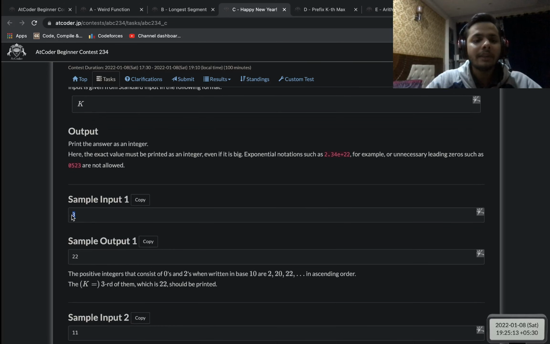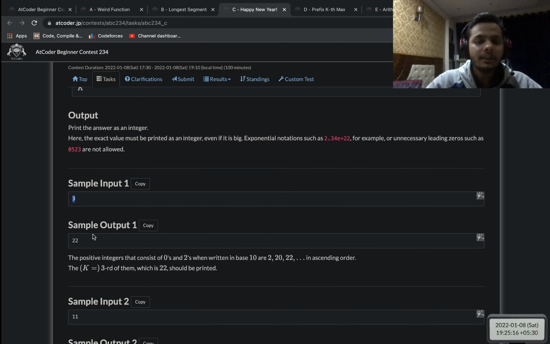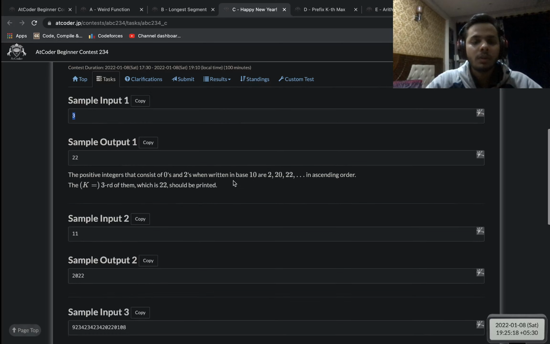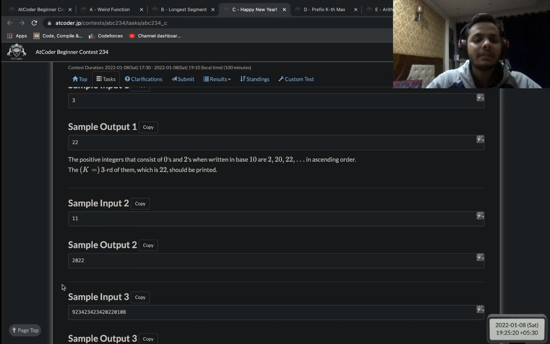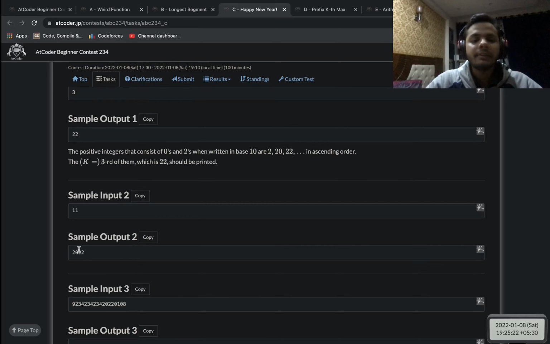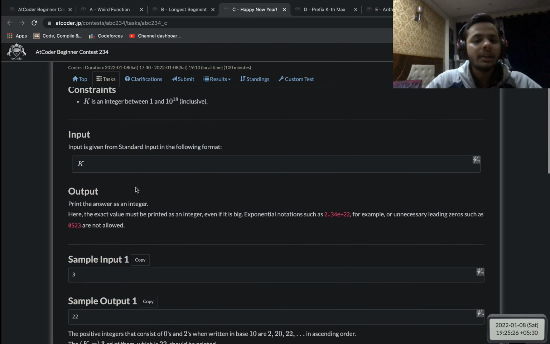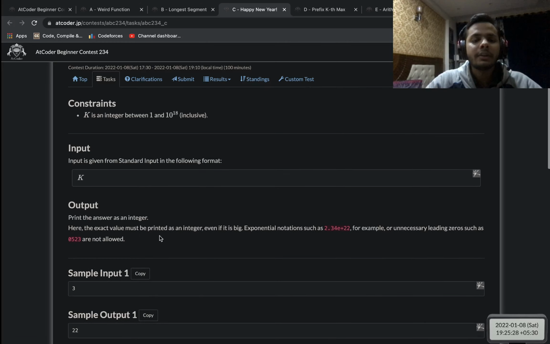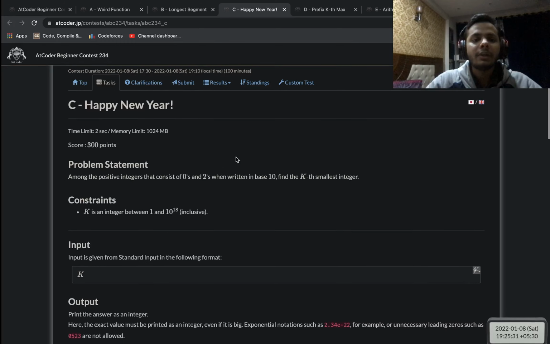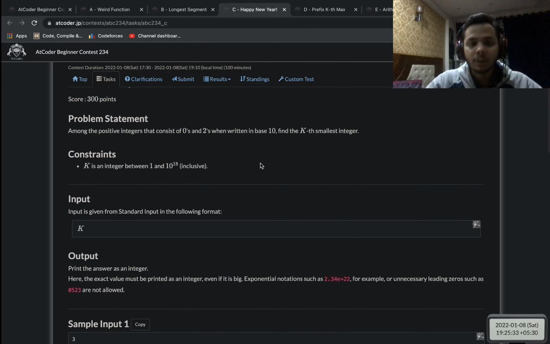As we can see in the sample, the binary representation of 3 is 11, so we can replace 11 by 22. Similarly, the binary representation of 11 is 1011, and then again you can replace all the 1's by 2's and you get the correct answer. Another thing mentioned here is that you don't have to output the trailing zeros. That can be avoided using a very simple trick which I will show you in the code.